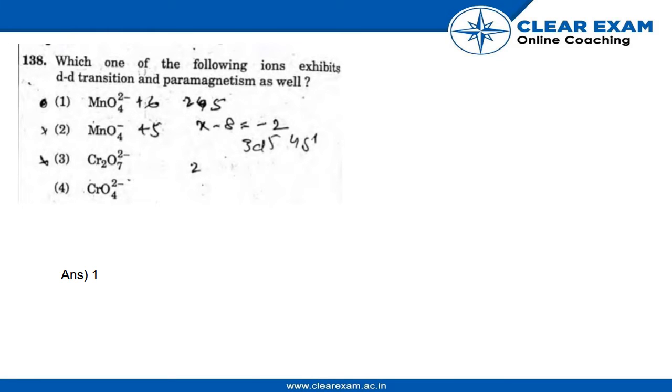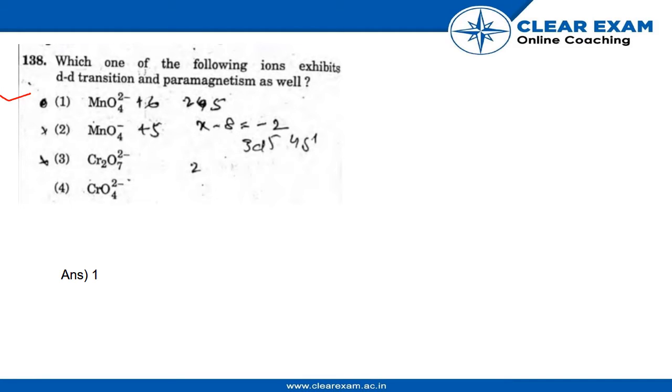Hello guys, today we will discuss question number 138. The question is, which of the following ions exhibits d-d transition and paramagnetism as well? The options are: first, MnO4 2 minus; second, MnO4 minus; third, Cr2O7 2 minus; and fourth, CrO4 2 minus.